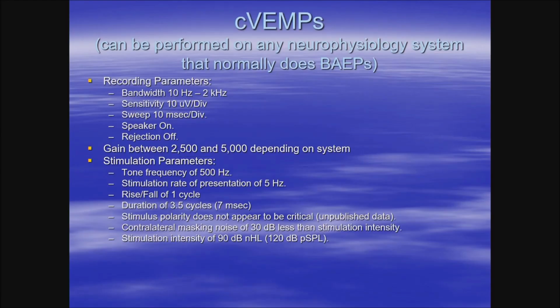So these are the parameters for the CVEMP. If you have a brainstem auditory evoked potential in your laboratory, you can do VEMPs as well, CVEMPs and OVEMPs. You just have to change the sensitivity, the gain if you can, and also have the right stimulus, the tone and the clicks, the intensities like I mentioned initially.